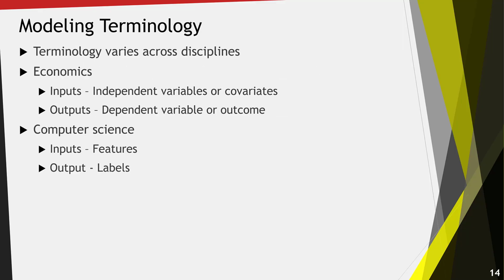It's also good to understand the terminology we use in modeling. Economists frequently refer to the inputs of their models as independent variables or covariates, and the outputs of their models as the dependent variable or the outcome. Computer scientists generally use a completely different but equivalent terminology where they term the inputs to their models as features and the outputs of their models as labels. I'll frequently use the feature-label terminology, but understand that these are interchangeable with the economics terminology and other terminologies used in other disciplines.